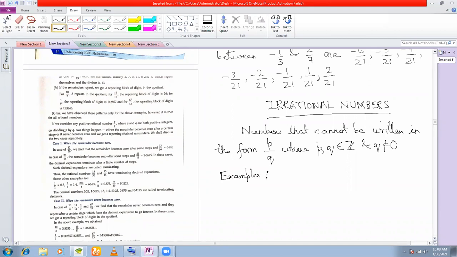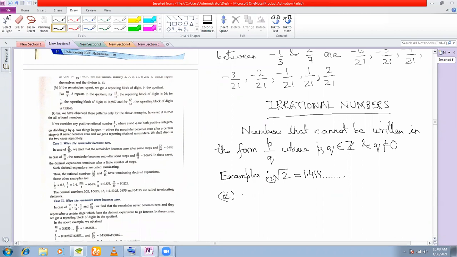Examples: root 2 cannot be written in the form p by q because the value of root 2 is 1.414, and this decimal will continue. It will neither truncate nor recur. Understood? The digits after the decimal will continue endlessly, till infinity, but it will neither recur nor truncate. Clear? For convenience's sake, I'll tell you later how we work with the value of root 2. Okay, this is one example.